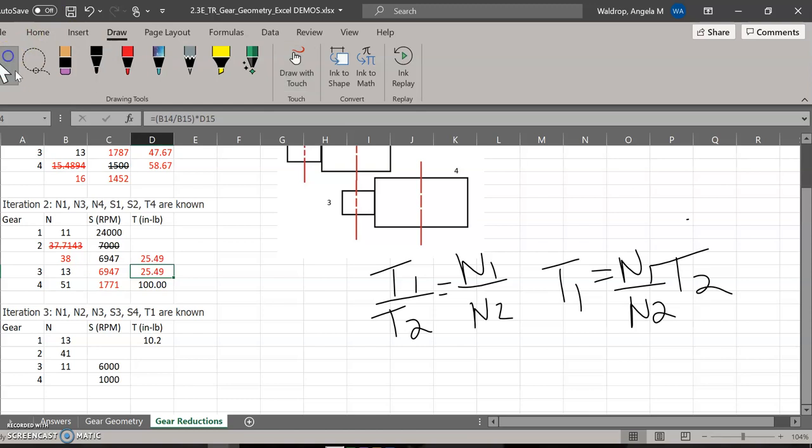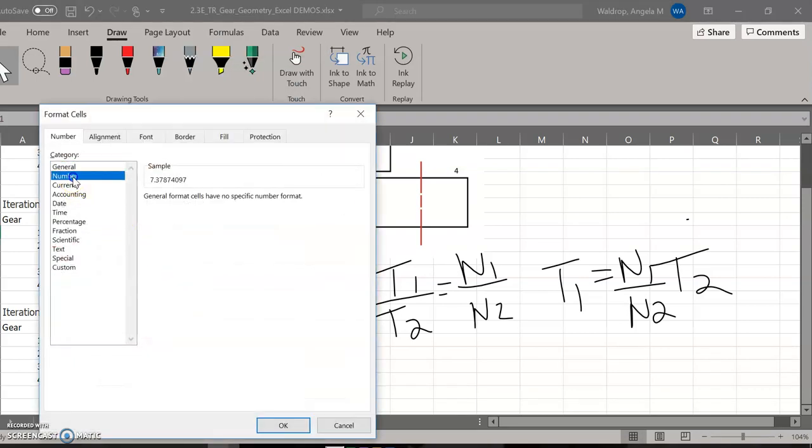So I'll do my equals, my N1 divided by, be very careful, I have to pick the cell where I rounded up my teeth, okay? And there we go. That's what I've got, and I just have to format that to 2 decimal places, and then I'm good to go for this one.